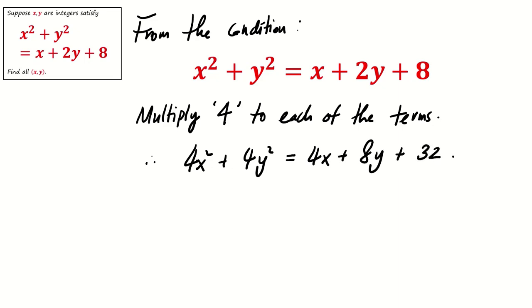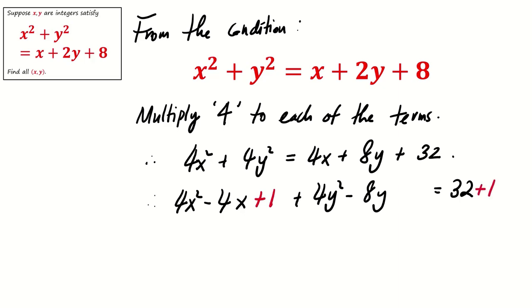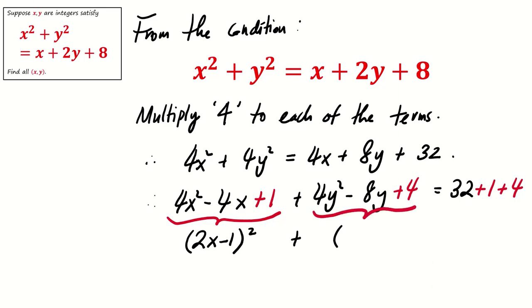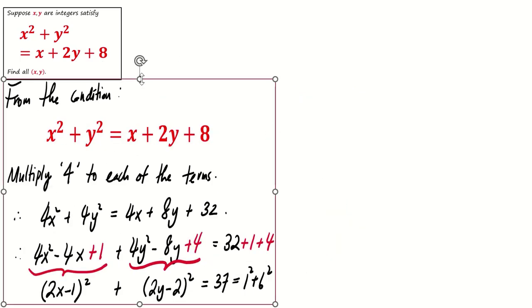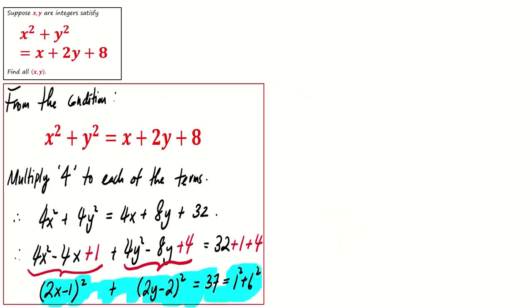Subtract 4x and subtract 8y from both sides. So we obtain 4x squared minus 4x plus 4y squared minus 8y equals 32. In addition, we can add 1 and 4 to both sides in some order as shown. The first three terms on the left hand side can be written as (2x minus 1) squared, and the next three terms of the left hand side can be written as (2y minus 2) squared. Whereas for the right hand side, it is 37, and we know that 37 can be written as 1 squared plus 6 squared. And this is the only way to write it as a squared plus b squared.